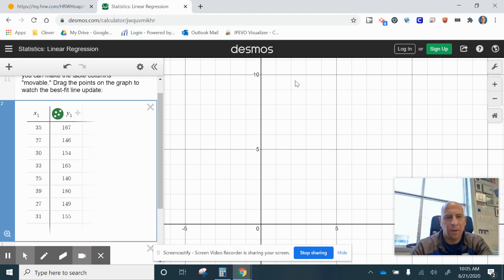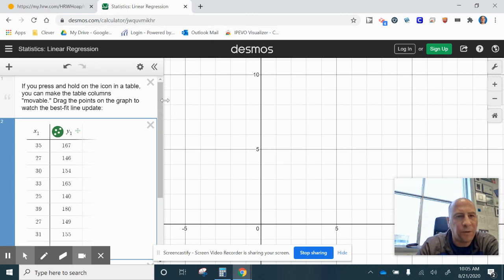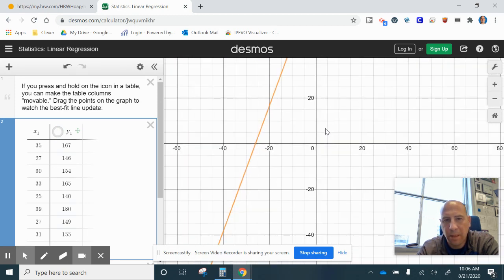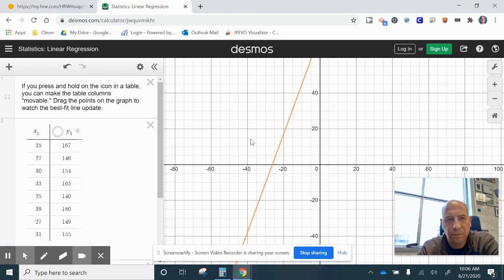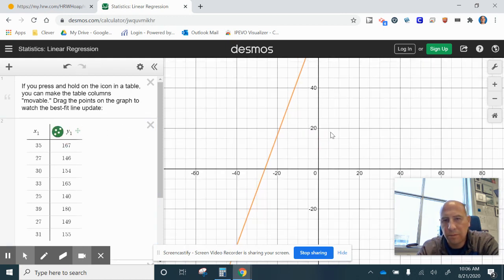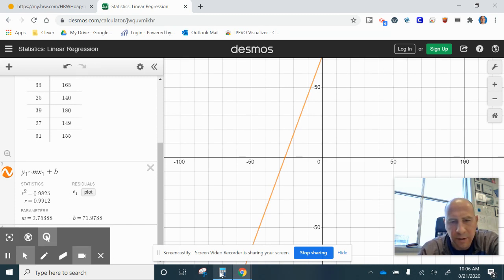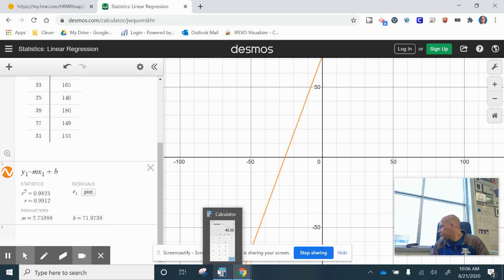Right? Now what's it say? It says if you press and hold on the icon in the table, you can make the table columns movable, drag the points in the graph to the best fit. Okay, let's see. Here's the equation we need. They're saying M is 27.5 and B is 71.9. Let's write those down before I change the tab.